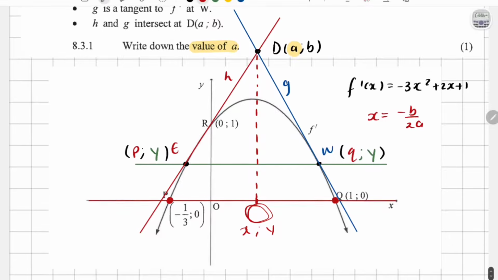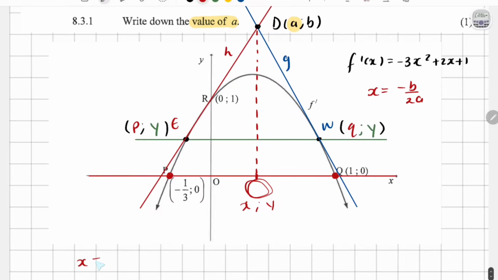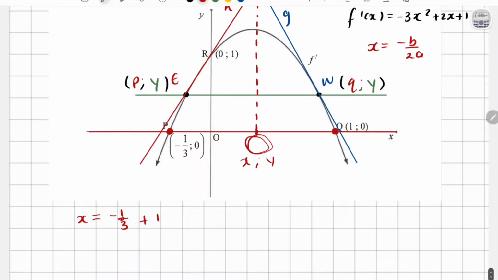Or we could also just use the midpoint formula and say x is equal to x1 plus x2 over 2, and of course y1 plus y2 over 2. But we don't really have to find the y1 and the y2 because they're both just 0. It's going to stay 0, so we can just focus on the x. So that would be negative 1 over 3, sorry, plus 1 and divided by 2.